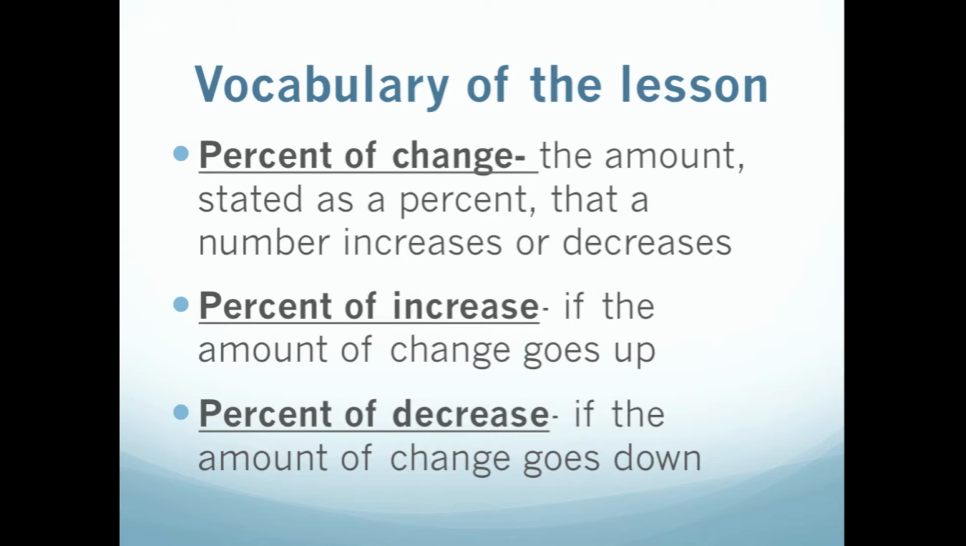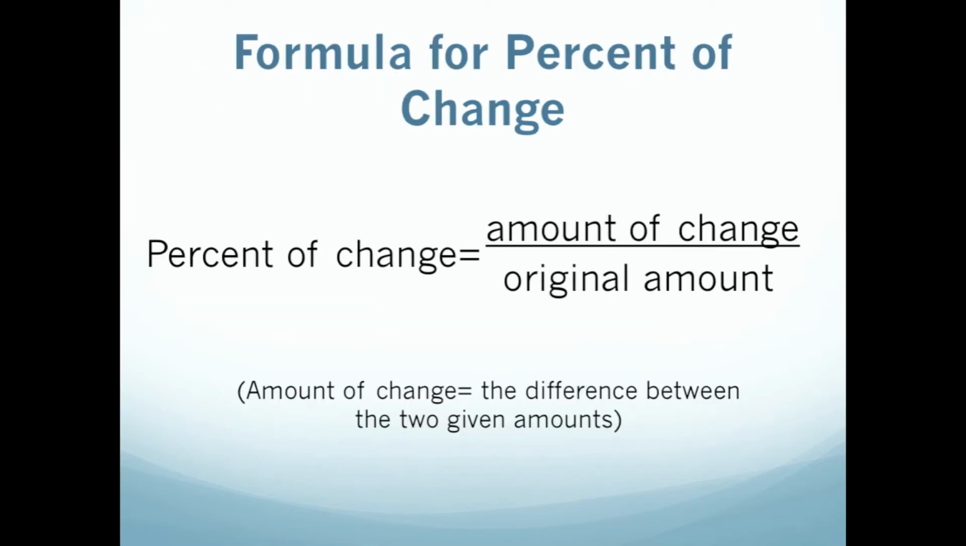So let's say that 1 is increased to 2. We would say that there is a 100% increase from 1 to 2. And like in this example, if the amount of change goes up, we call it a percent of increase. However, if the number went from 2 to 1, and the amount of change goes down, we would say that it's percent of decrease.